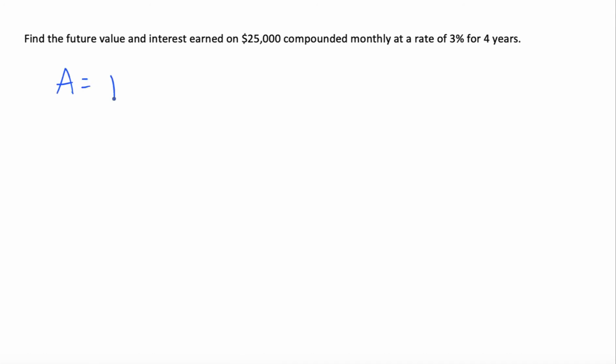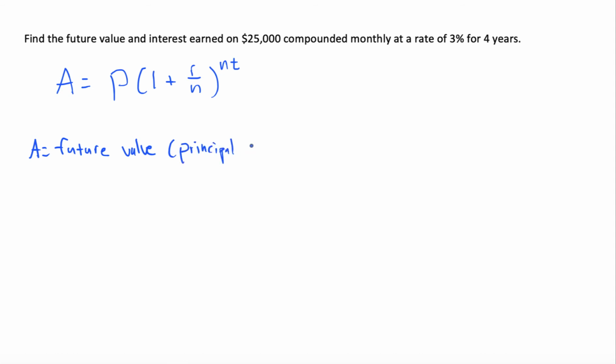A equals P times 1 plus R over N, and all of that to the NT power. Well, what do these letters or variables represent here? A is the future value. Notice that it's not I equals, it's not the interest. A is the future value, which is the principal plus the interest. You've got to be very careful with that. Once we plug everything into the formula, that tells us how much money is in the account, including any interest that was earned.